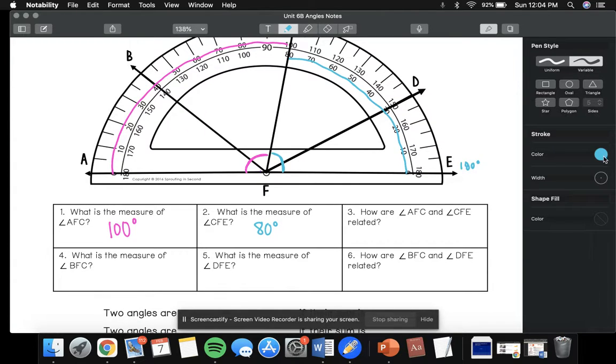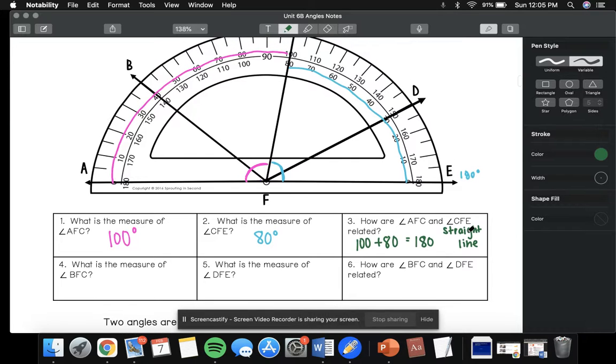Okay. Then it asks, how are the pink angle, angle AFC, and the blue angle CFE related? Okay, well, right now I notice that they come together to form a straight line. Okay, and I notice that 100 degrees plus 80 degrees equals 180. Okay, and I also see together it's created that line of the protractor. So that straight line right here. Here's the pink, here's the blue. It's created a straight line.